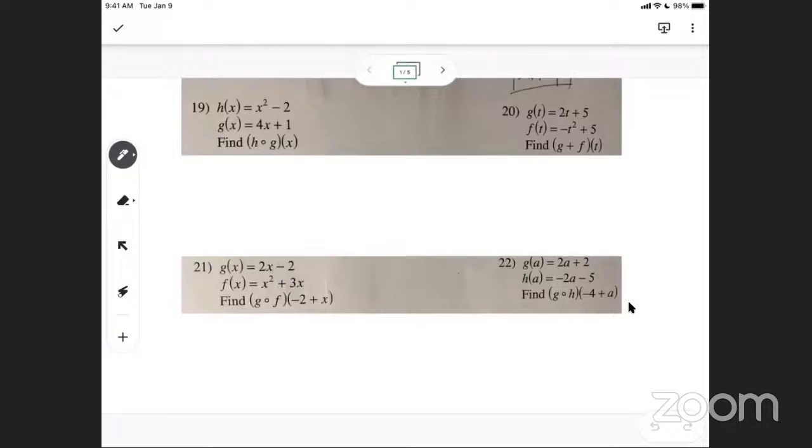Okay, so number 19, I'm plugging g of x into h of x. So g of x is 4x plus 1. I'm going to start writing out h of x, but I'm not going to write x. So it's something squared minus 2, and that something instead of x is going to be 4x plus 1, because I'm plugging it in. So now cleaning that up, this equals 16x squared plus 8x plus 1 minus 2.